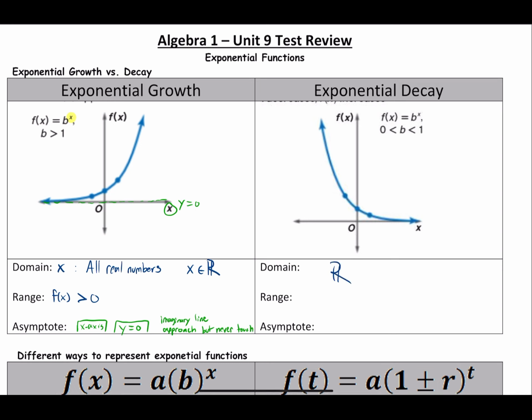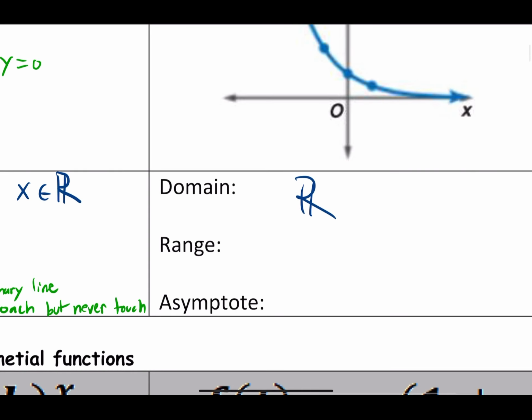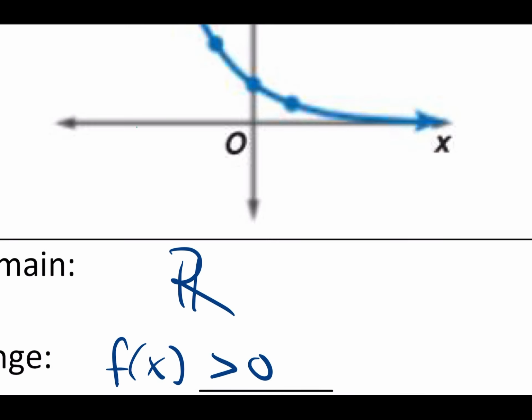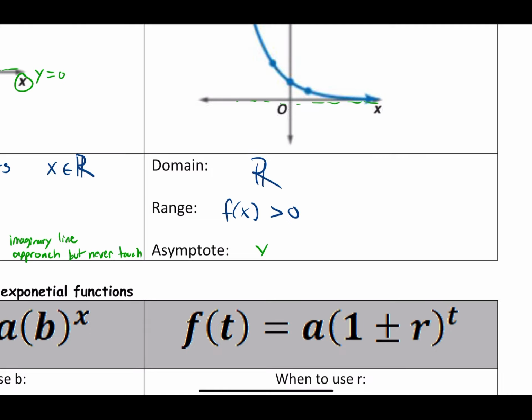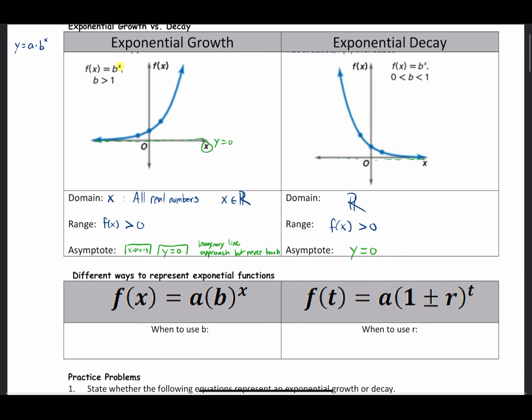The range, well, they're still above the x-axis. Both of these graphs, exponential growth and decay, are above the x-axis. So it's all y values, all f of x values, greater than 0, but not equal to, because what's happening at the x-axis? There exists an asymptote at the line y equals 0, the x-axis, a line we approach but never touch.